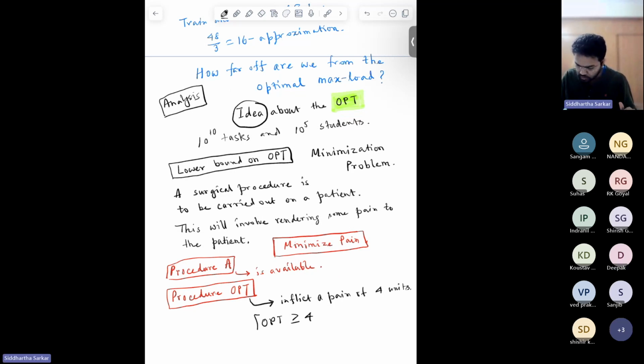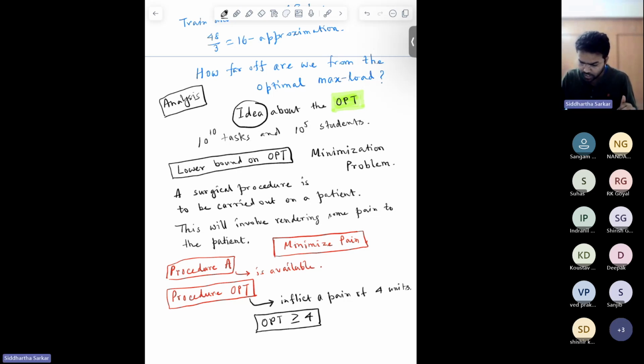I do not know exactly what OPT is. Maybe it is 1 or 2, but because of existing knowledge I have about surgical procedures and medical science, I think OPT is not going to be that low. I'm saying OPT is at least 4, so maybe OPT is 5, 6, 7. But there are some inherent limitations that cannot push OPT below 4.